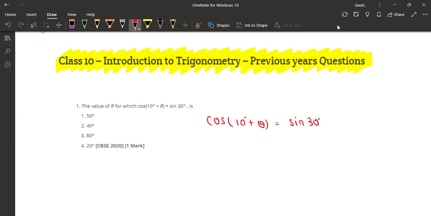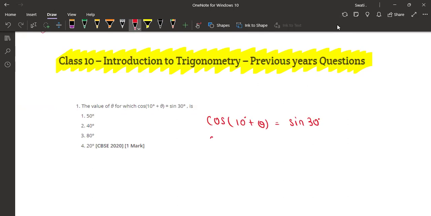It plays a key role in trigonometry. If you know the formulas, you are already done with 50%. The other 50% is practice, which you can definitely do.